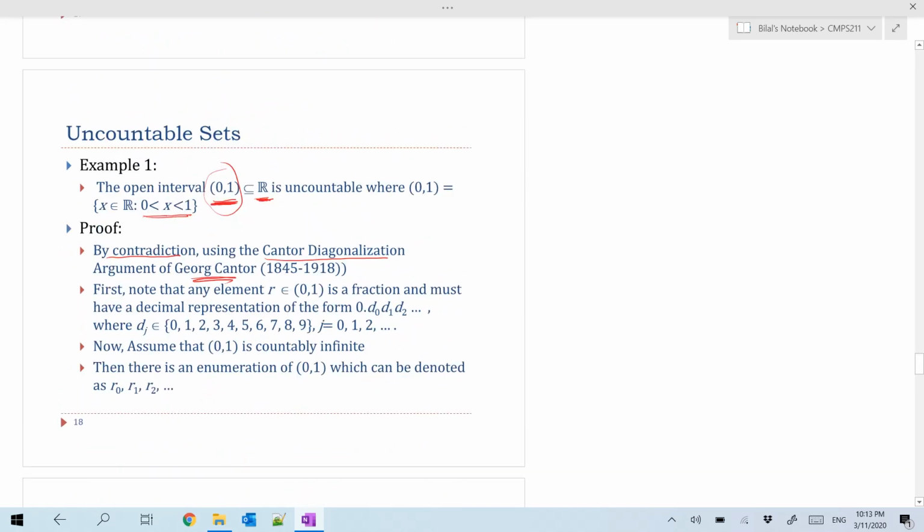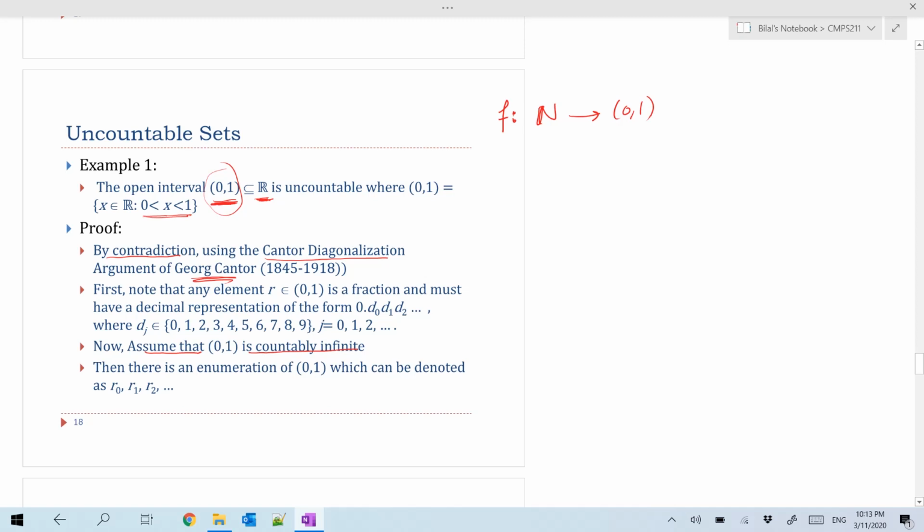So assume that (0, 1) is countably infinite. It means that you can find a certain mapping, f, magical f. You can make wild guesses and come up with this mapping going from this interval to the set of natural integers or vice versa. Don't worry, usually we use this notation.